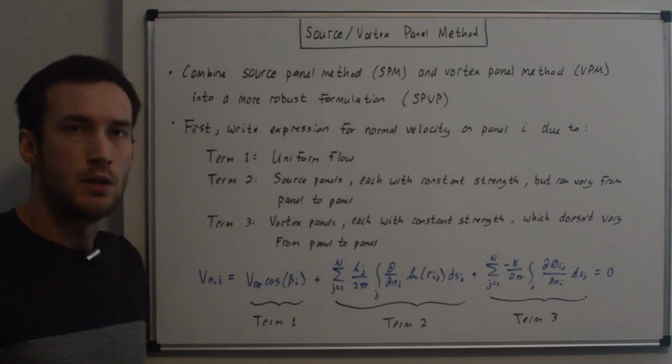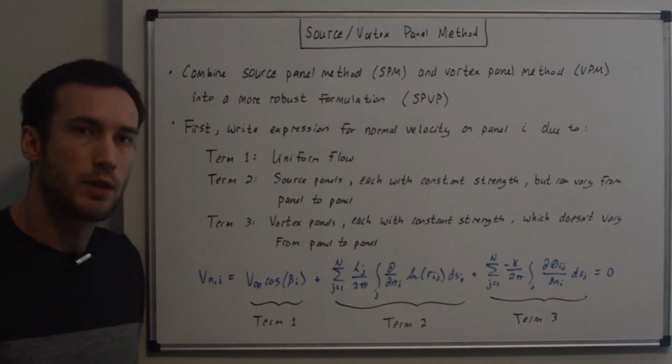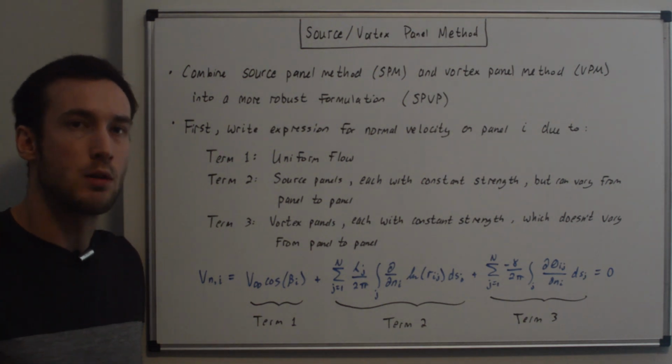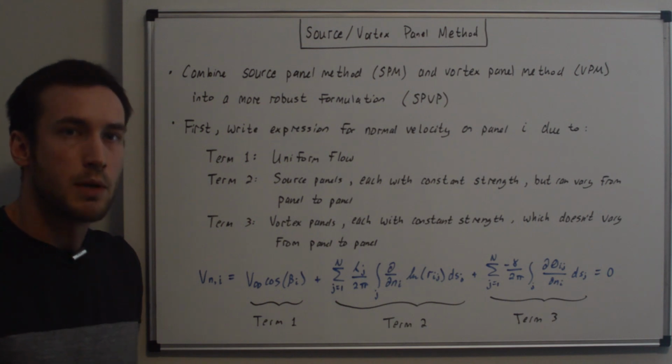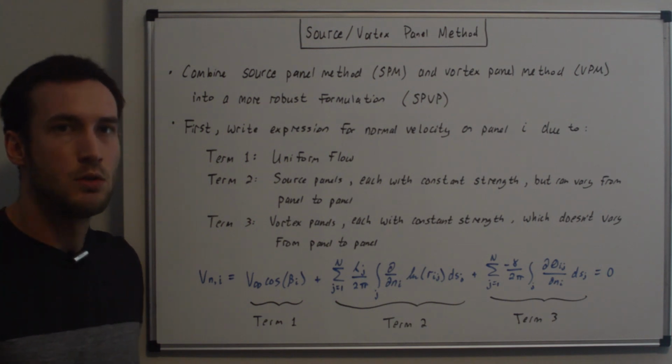Hey everyone, in this video we're going to be going through a combined source and vortex panel method. If you watched my previous video on the vortex panel method, you saw that it worked well for some airfoils where you'd get good pressure coefficient vectors on the surface of the airfoil and you'd get a good lift coefficient, but for other airfoils it seemed to blow up, and it was also very dependent on the number of panels that you used and where you put the panels.